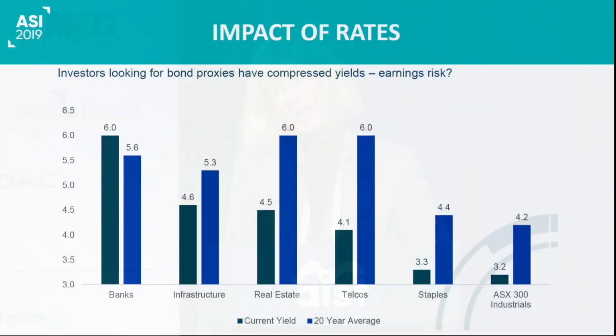In terms of the impact of rates, and what I've talked about in terms of the last 12 months, and that amazing rally that we've seen, you can see in the key bond proxy sectors of infrastructure, real estate and telecommunications just how the compression in those yield stocks has happened. The main reason for this, as Leigh was touching on, is the impact of the Reserve Bank cutting interest rates and what is the impact on the stock market. Well, as you can see, what's happened is there's been compression in yields in those bond proxy sectors.